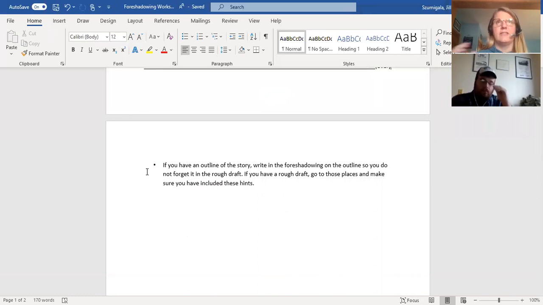And that's the last bit. Once you have that outline for the story and you've figured out, this is what I want to foreshadow and this is how I want to foreshadow it, I want you to go into your story. If you have an outline of your short story, which is totally fine, I want you to go into that outline and say, I need to foreshadow this event. And if you have a specific idea of how you're going to do that, write it in there. It'll just make writing your rough draft easier.